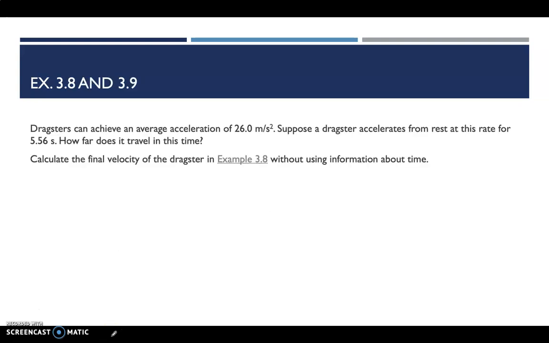Let's move on to examples 3.8 and 3.9. They are closely related, so I went ahead and combined them. I will state the question, and then in the next video we will continue it. It states: dragsters can achieve an average acceleration of 26 meters per second squared. Suppose a dragster accelerates from rest at this rate for 5.56 seconds. How far does it travel in this time?